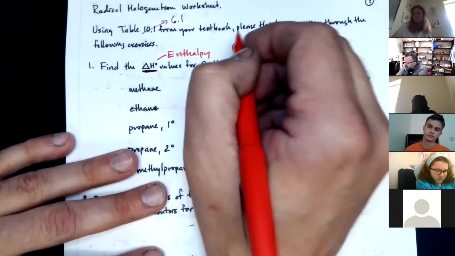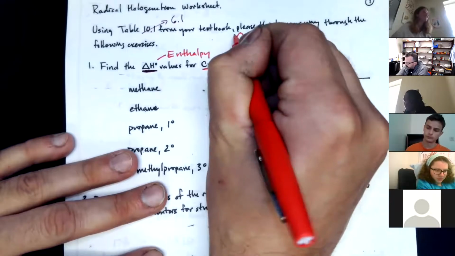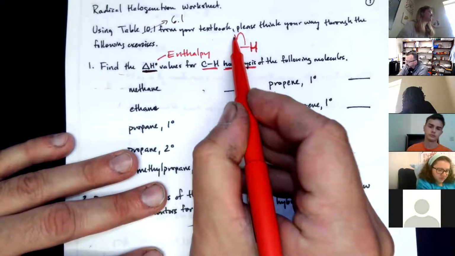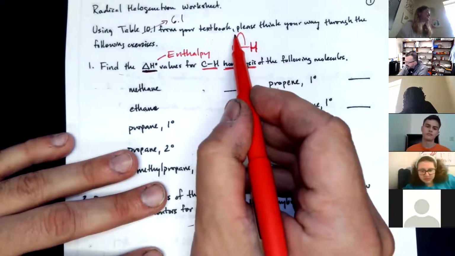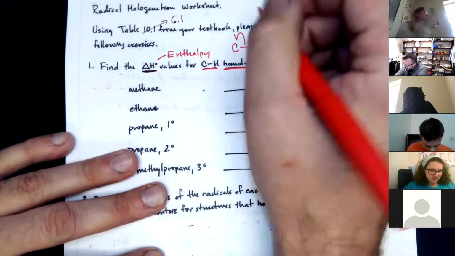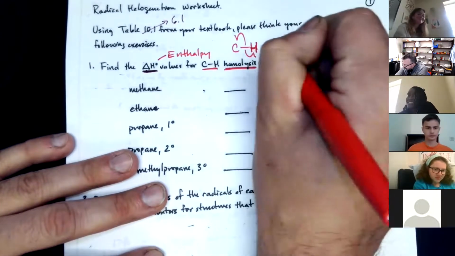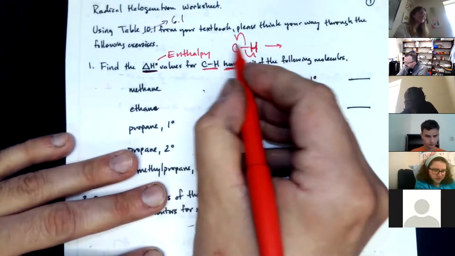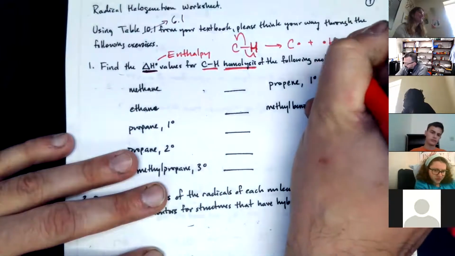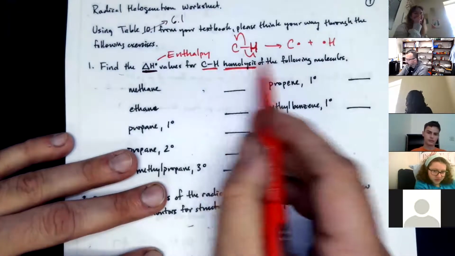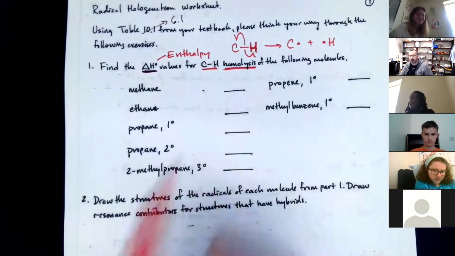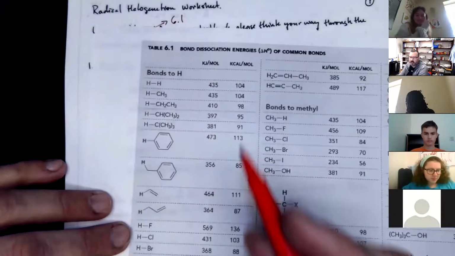So if we want to show that with arrows, we use the fishhook arrow. The fishhook only has one sort of head to it, right? That indicates the movement of 1 electron. So there's 2 electrons. Each element is getting an electron in that bond. So that's what it means for homolytic cleavage. So that's what these numbers here are.